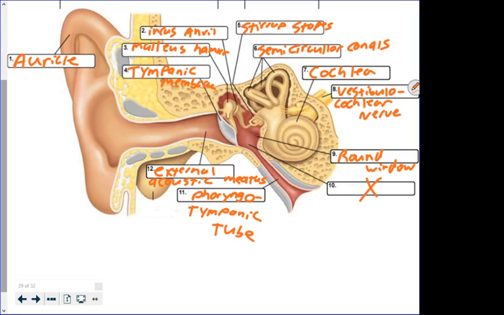I want to say Coachella, but it sounds wrong to me. It's Coachella. Cochlear, yeah.